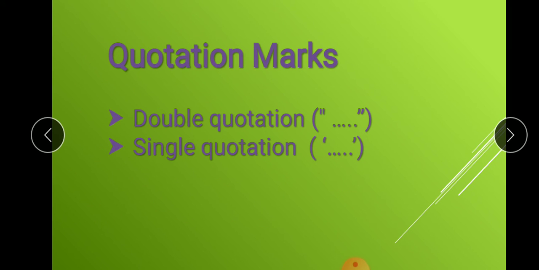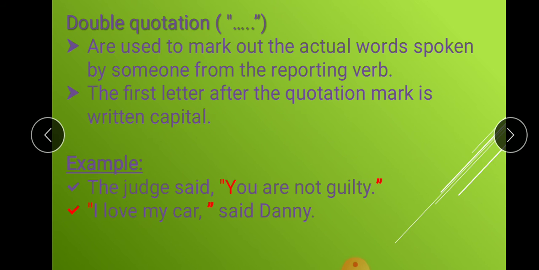Quotation marks. We have two types of quotation marks, double quotation marks and single quotation marks. Double quotation marks, this is the sign for double quotation, are used to mark out the actual words spoken by someone from the reporting verb. The first letter after the quotation mark is written capital. Example: the judge said. Now what the judge said will be written in the quotation marks.